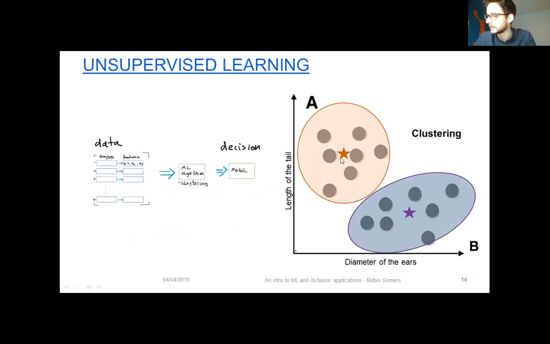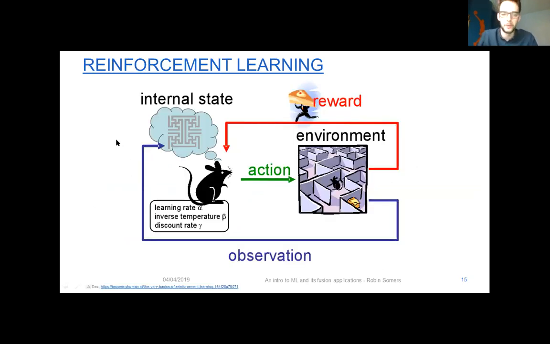And so the stars are the centroids, as we call them, the centers of the clusters. So I hope everyone got the big difference between supervised and unsupervised learning, the labels, basically. And then, as I said, there's a third one, reinforcement learning, very different.